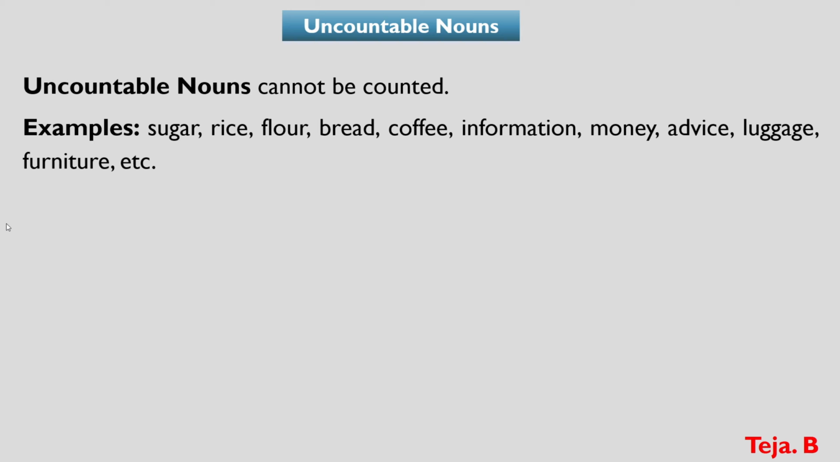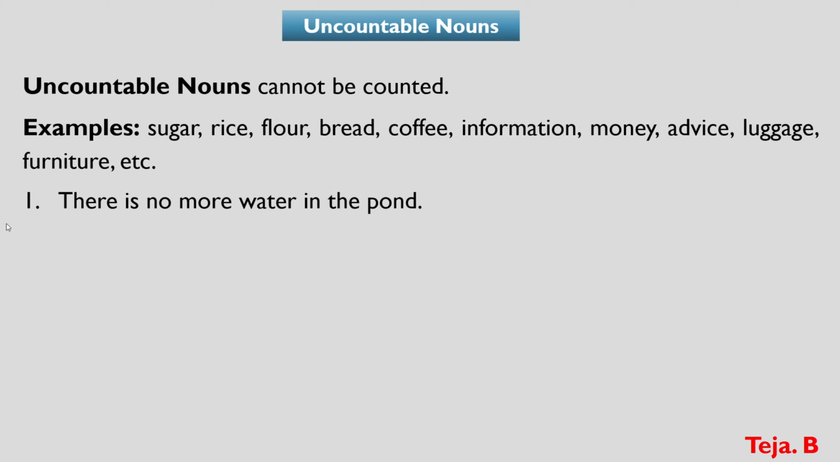But we have to know uncountable nouns thoroughly, because we use some uncountable nouns as countable nouns in regular usage or in competitive exams, and so we go wrong. For example, when we go to a tea stall, we usually order two teas, three teas, instead of two cups of tea, two cups of coffee.